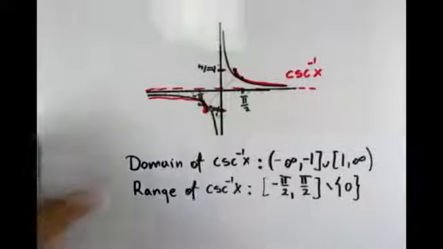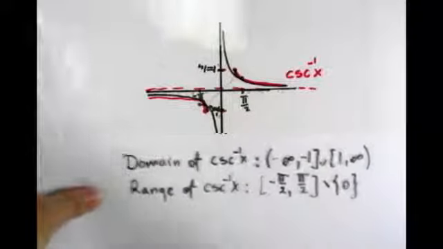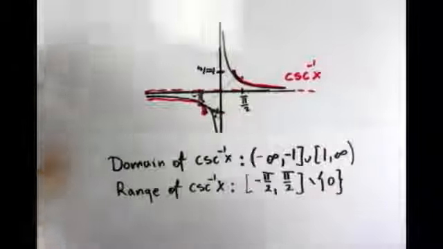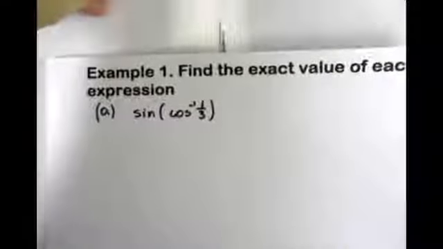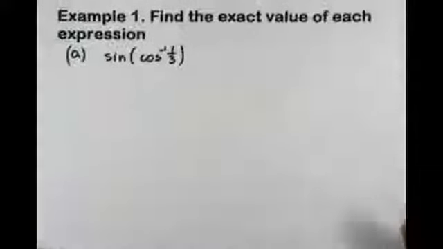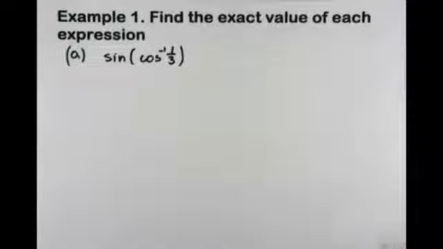So now we have some examples using the inverses. Example 1. Find the exact value of each expression. Sine of cos inverse of 1/3. If we check, we don't have the cos inverse.